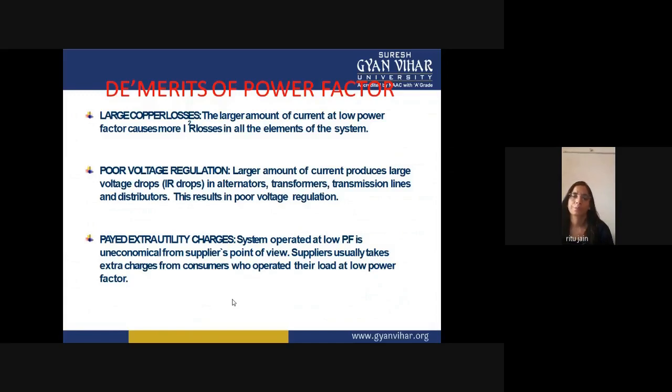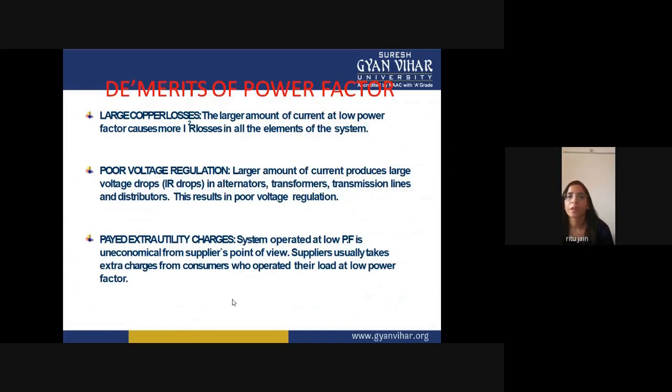Now, poor voltage regulation. It requires a larger amount of current, which produces a large voltage drop in alternators, transformers, transmission lines and distributors, thus resulting in poor voltage regulation.